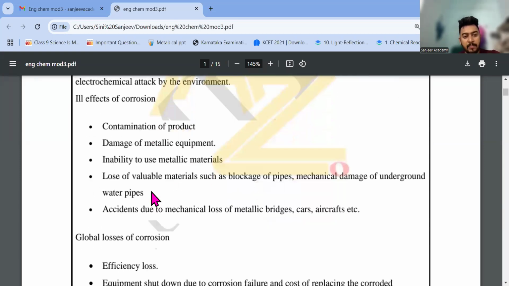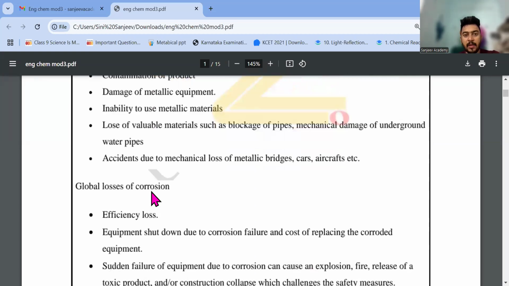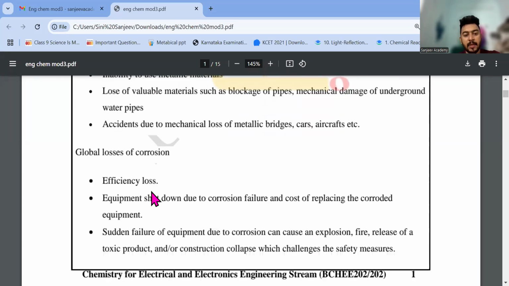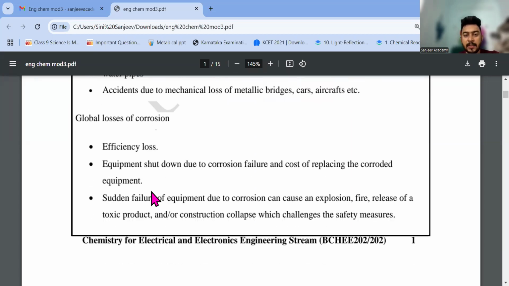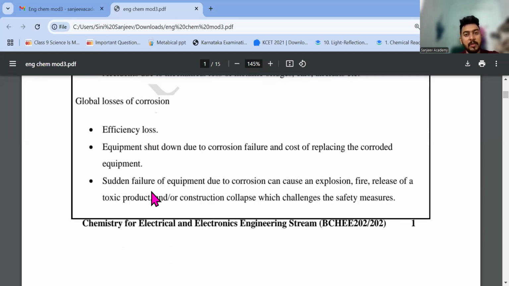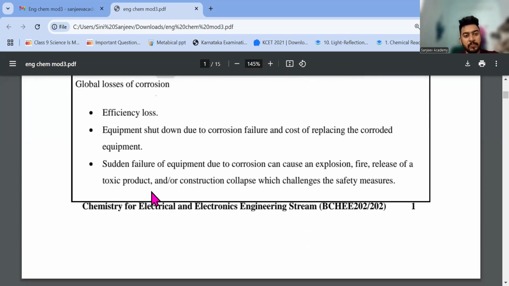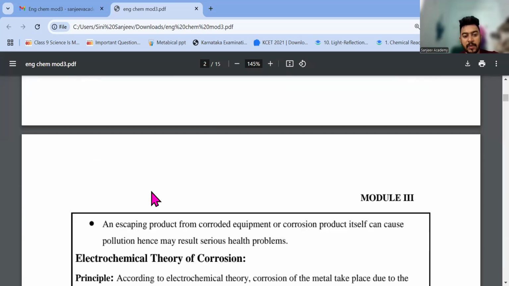And obviously, it's a loss. If any metal or any product you're using has corrosion, it causes depreciation. Correct? And if the corrosion is more, it will do damage to equipment also. So the first part is self-readable.